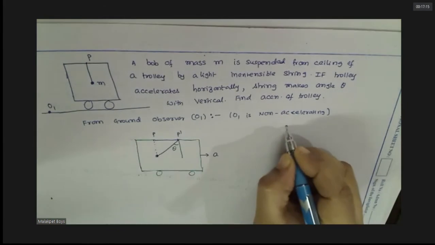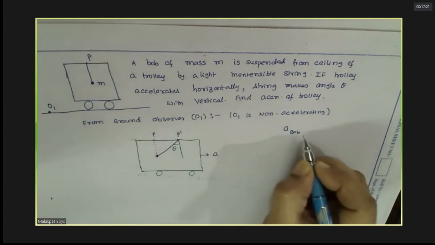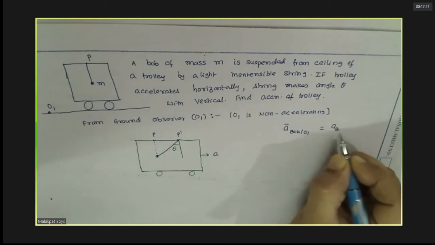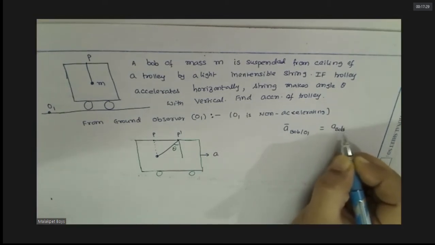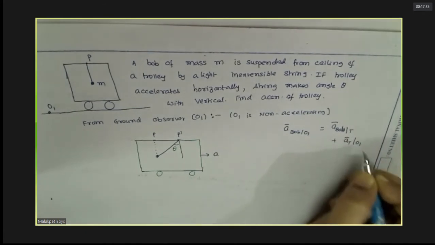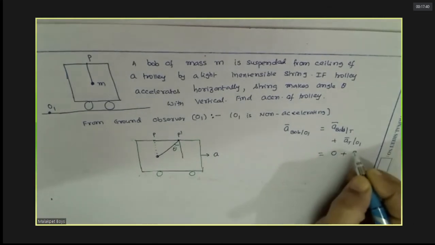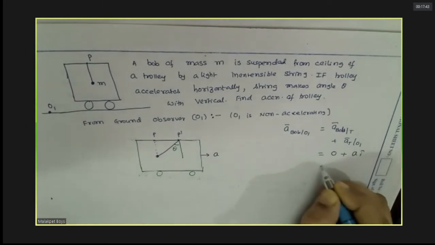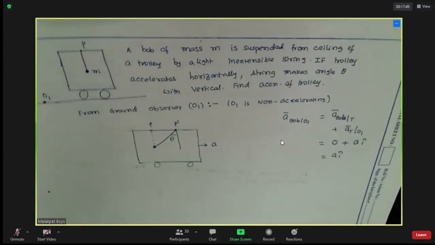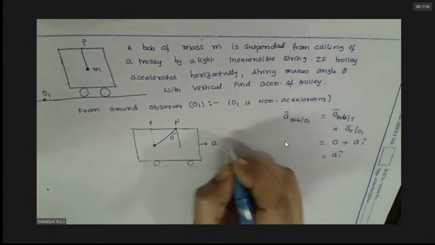So the acceleration of the bob with respect to observer O1 is the acceleration of the bob with respect to the trolley plus the acceleration of the trolley with respect to O1. The bob is resting in the trolley. This is A. Do you agree with this? Any doubt? Right, because the bob will be in equilibrium.